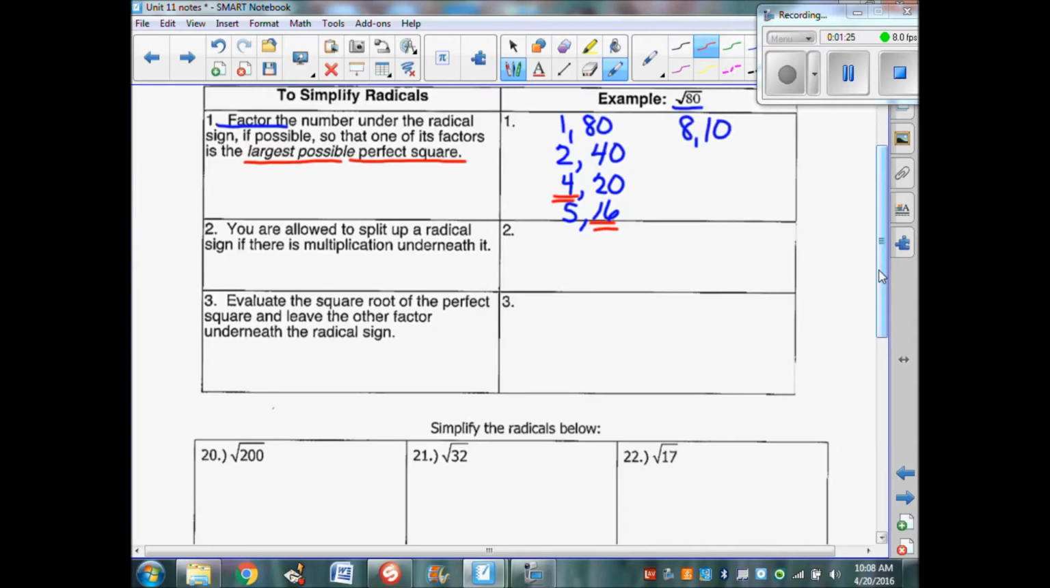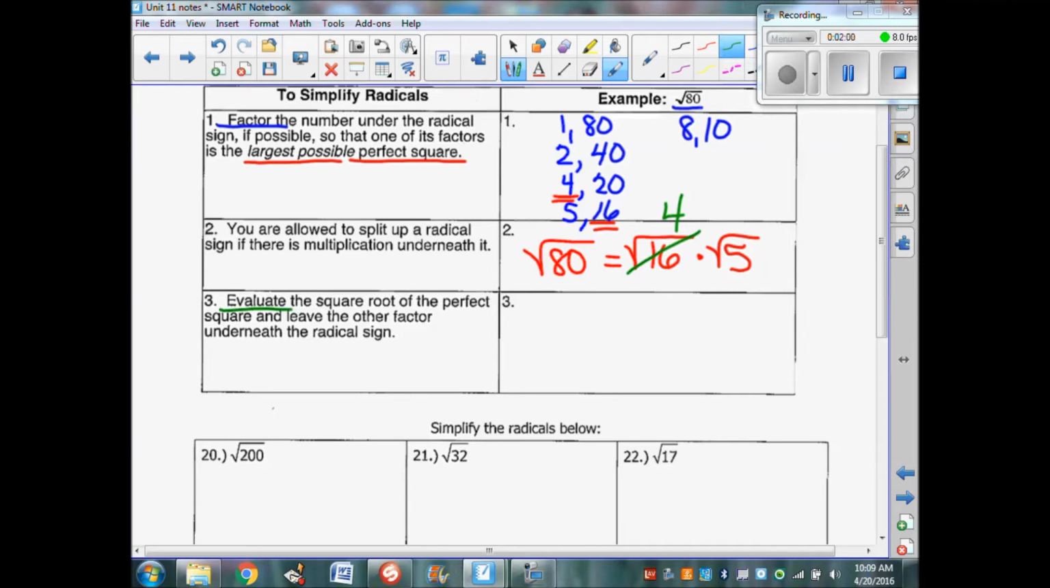So it says you are allowed to split up a radical sign if there is a multiplication underneath it. So I'm going to make the square root of 80 into the square root of 16 times the square root of 5, because 16 times 5 is 80. Looks different, but it's still equal. And now the square root of 16, you know, is 4.